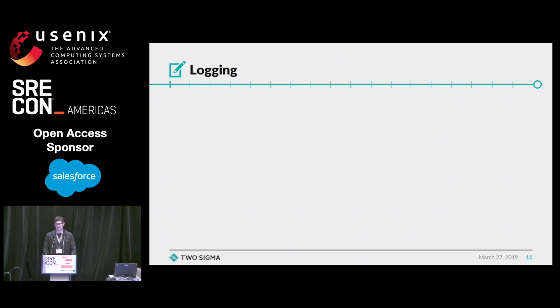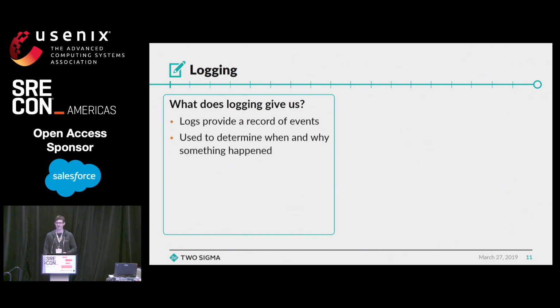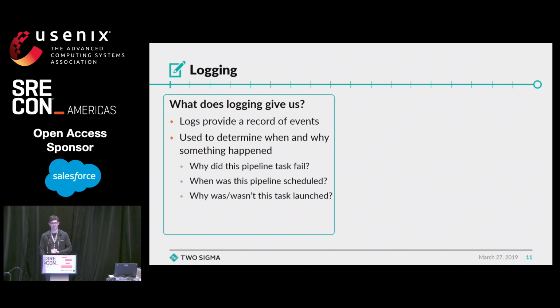So with logging, what does this provide us? Everyone should know this. It's a record of events. It helps us to understand when and why things occurred. In the context of data pipelines, that can help us answer questions such as, why did this pipeline task fail? When was this pipeline scheduled? Etc.